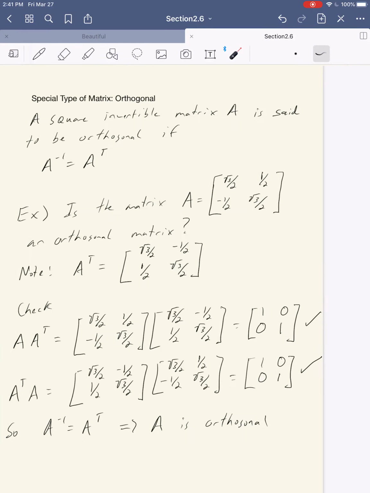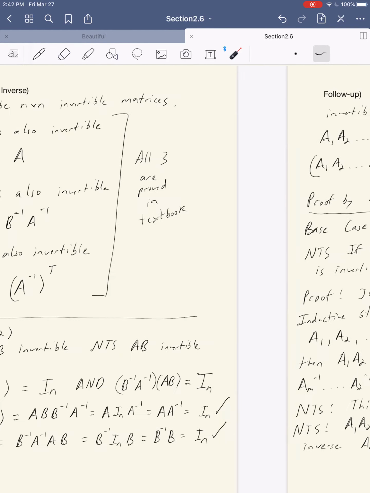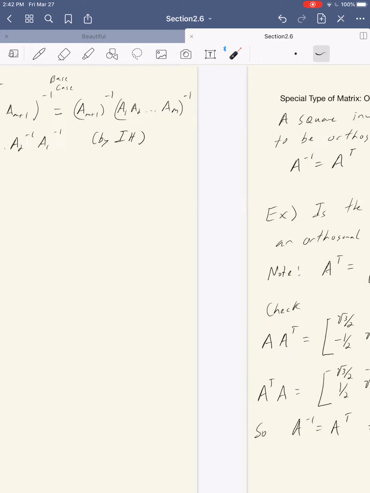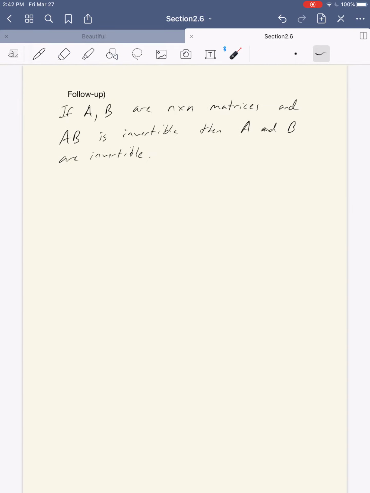Now, if you go way back to where we started, the reason I call this the reverse is that we said that if you have individually invertible matrices, then the product is invertible. Now we're saying that if the product is invertible, then each individual matrix is also invertible. So it's the reverse of property 2 here. So let's go ahead and see how we would prove this.